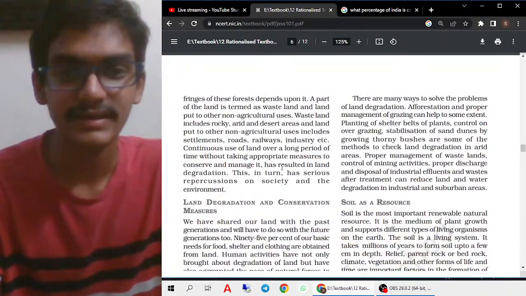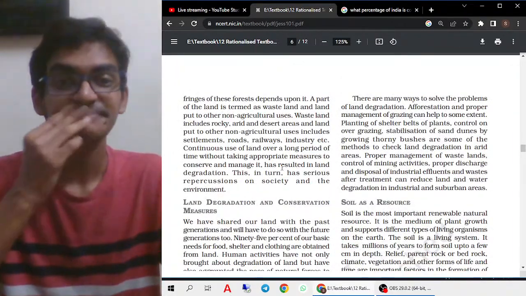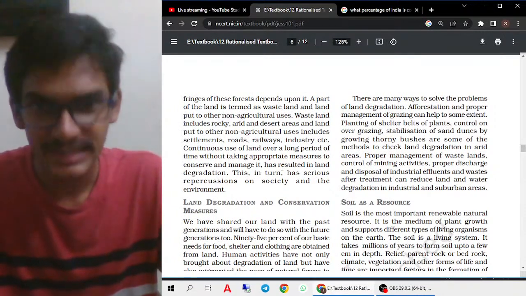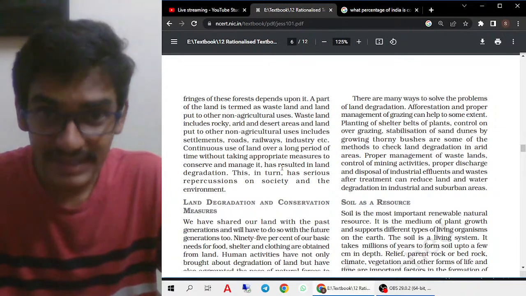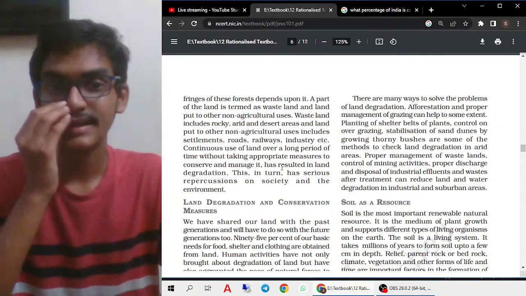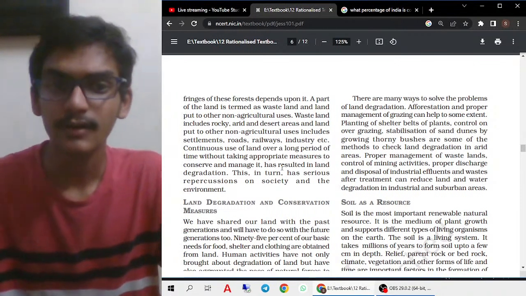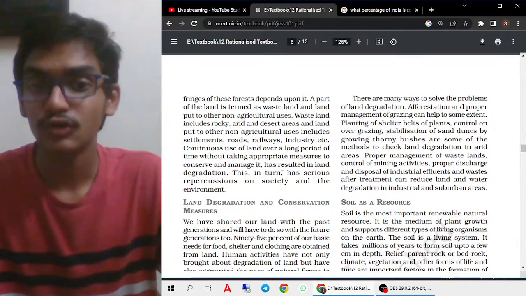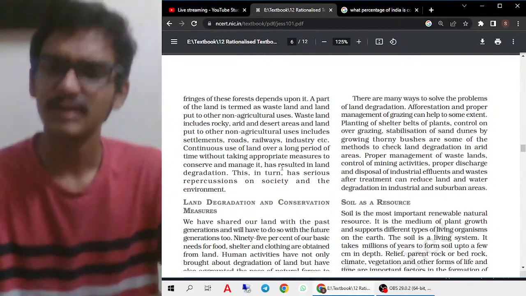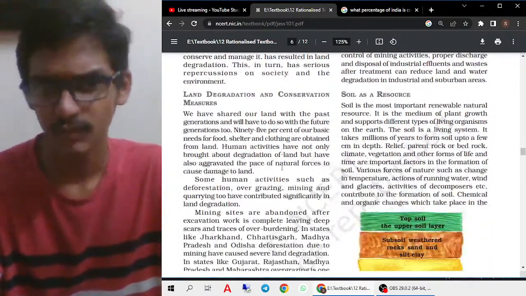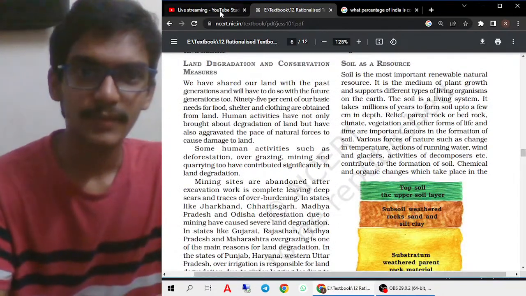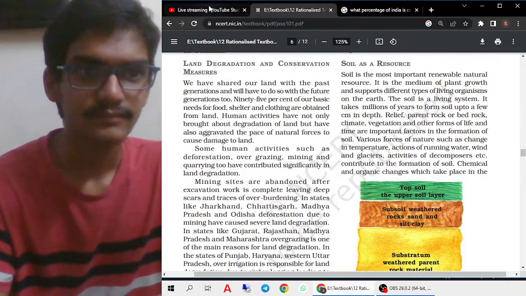How can we avoid this? We can avoid this by afforestation, controlling mining activities, preventing overgrazing of land, stabilization of sand dunes, planting of shelter belts, proper management of wastelands, and proper disposal of industrial effluents. Everything must be done in order to reduce land degradation.